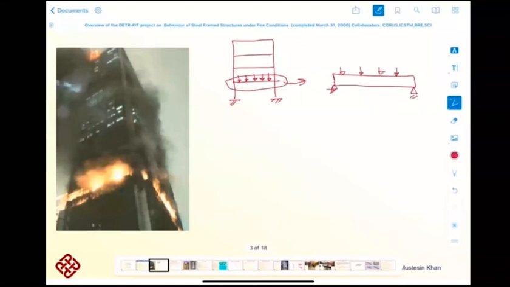If this is being loaded from the top, this load is trying to bend this beam in this way. This load is trying to bend the beam in the downward direction, and due to the bending, the top of the beam is experiencing a compressive force, whereas the bottom has been extended.